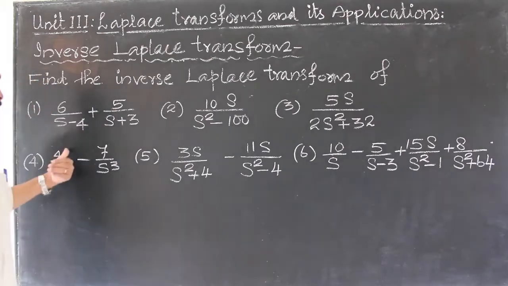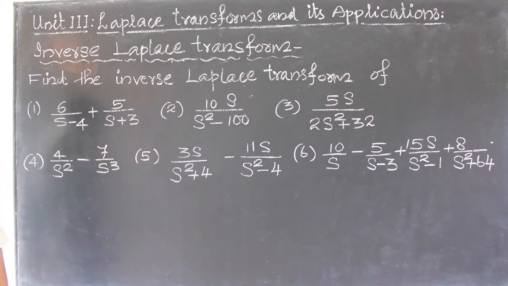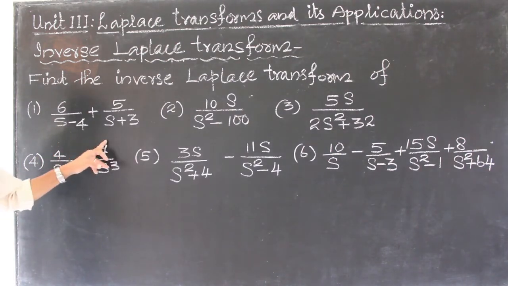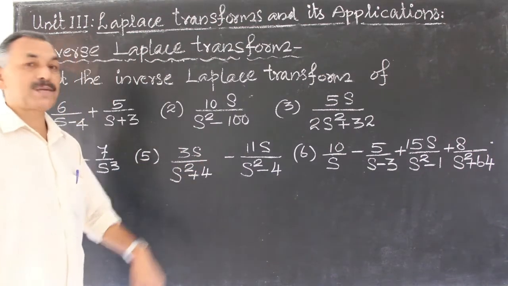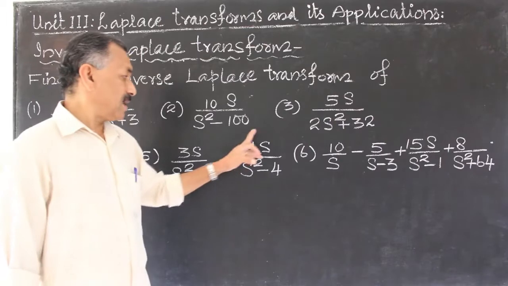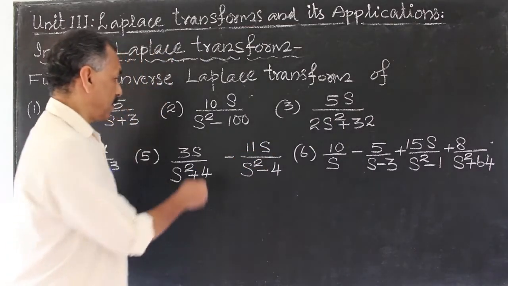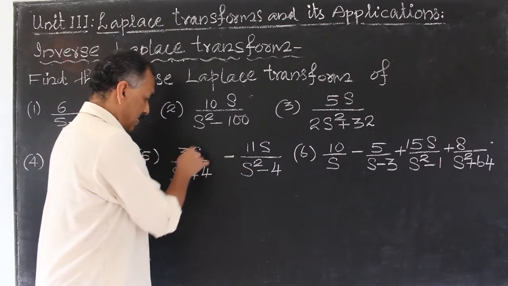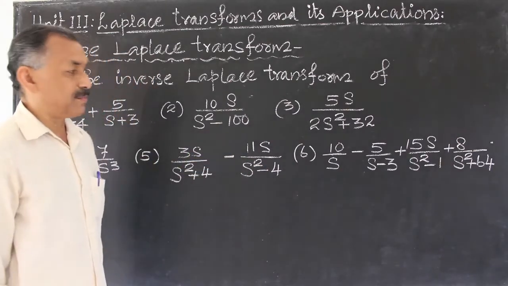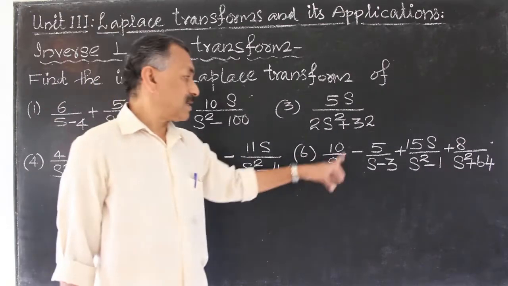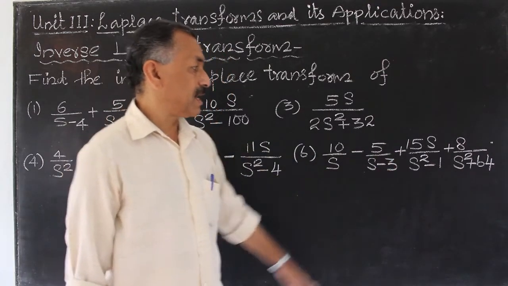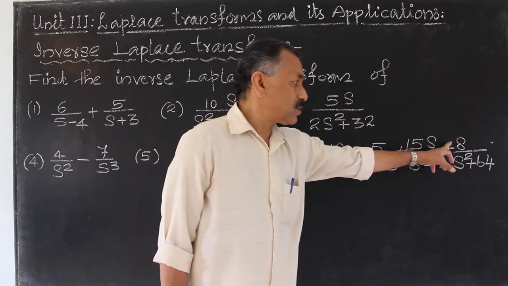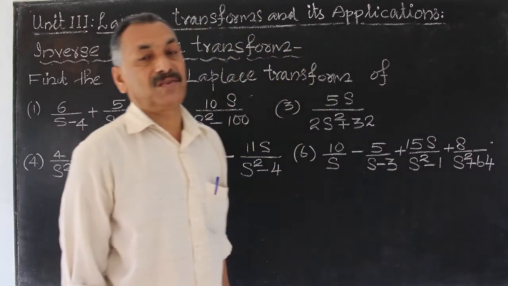Then this one: 4 divided by s square minus 7 divided by s cube. 4 into L inverse of 1 by s square minus 7 into L inverse of 1 by s cube. Then the fifth question: 3s divided by s square plus 4 minus 11s divided by s square minus 4. Then the sixth question: f of s is equal to 10 divided by s minus 5 divided by s minus 3 plus 15s divided by s square minus 1 plus 8 divided by s square plus 64.